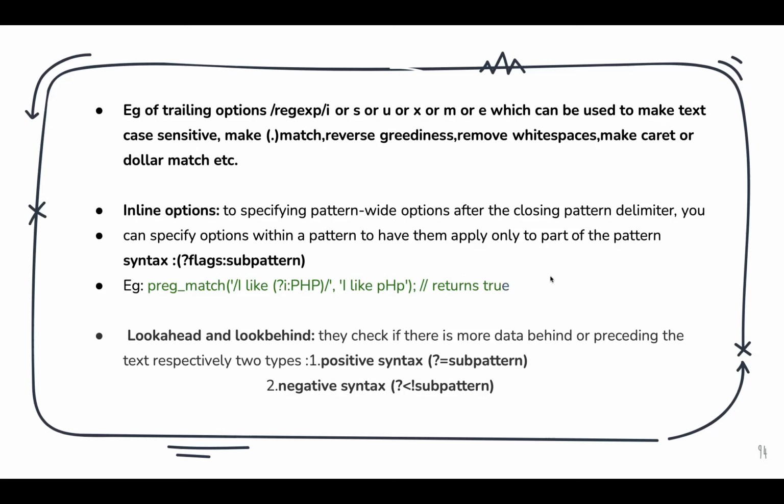Inline options. Instead of specifying pattern-wide options after the closing pattern delimiter, you can specify options within a pattern to have them apply only to part of the pattern. In this case, we use flags that can specify that pattern, and nothing else is given in the output.